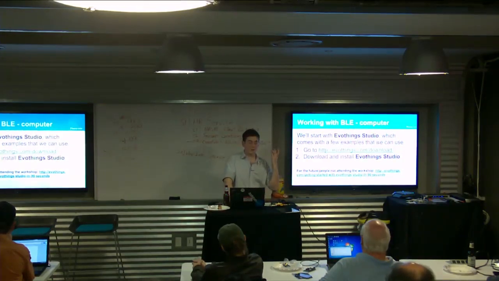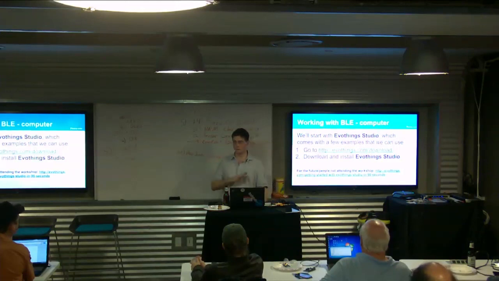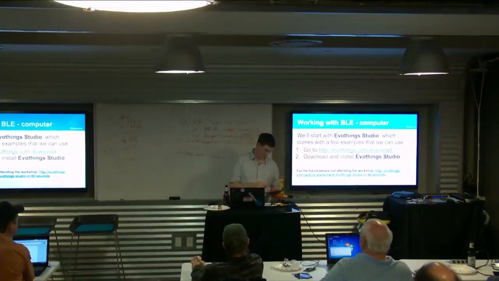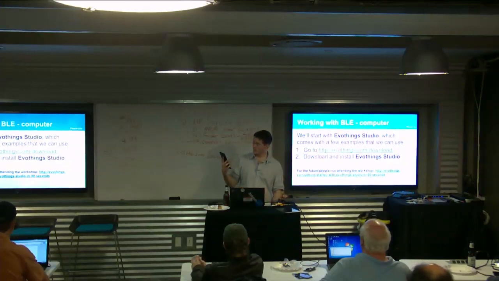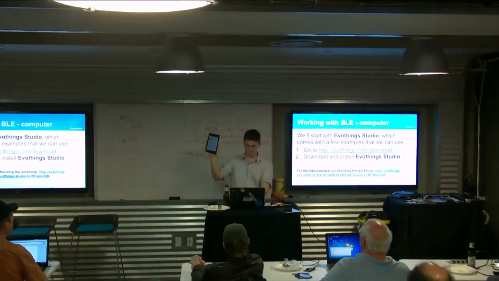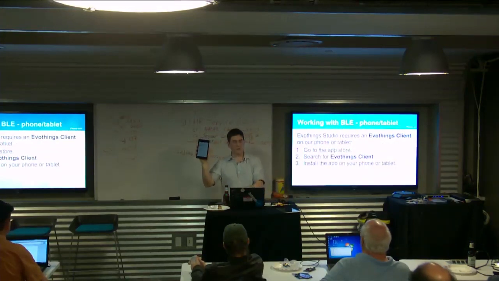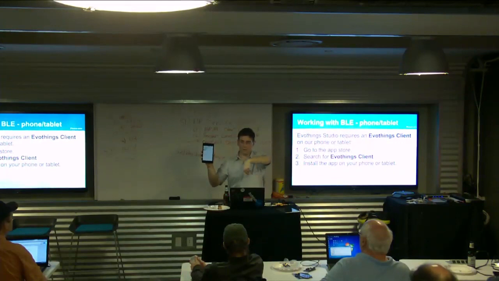So the first thing you're going to do is go to the Evo Things website, download their thing, they'll hand you a zip file. The zip file's got an executable, you run the executable, no install. It just runs as an exe. It also has a smartphone app, which is on the iOS store and the Android store. And it looks like this. This is the client. This is the workbench.